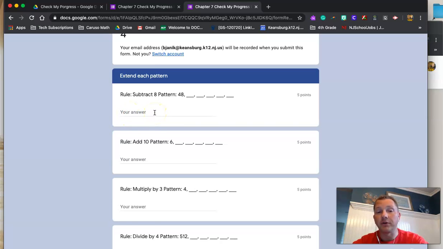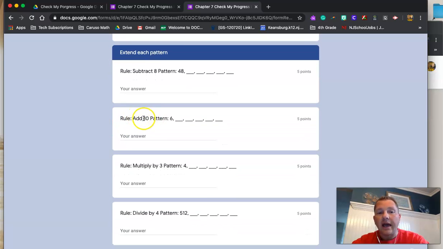You shouldn't have any problem with the system marking it wrong, but if it does, like I've done with everything that we've done for the last couple weeks, I regrade it and I send it back to you in an email. Next one, add 10.